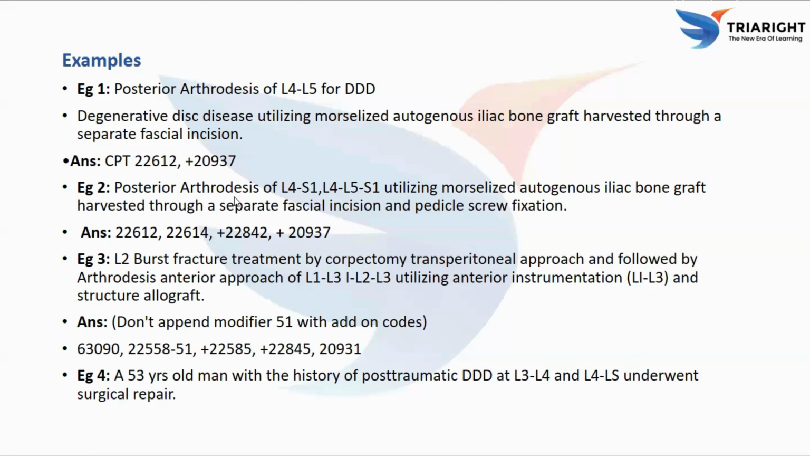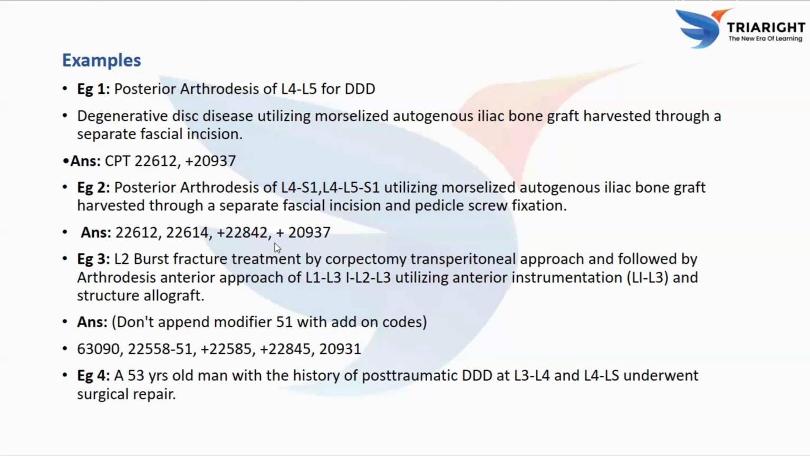Because the bone is the patient's own and harvested through a separate incision. Coming to the second example, posterior arthrodesis of L4 to S1. So the levels are L4 to L5 and L5 to S1.